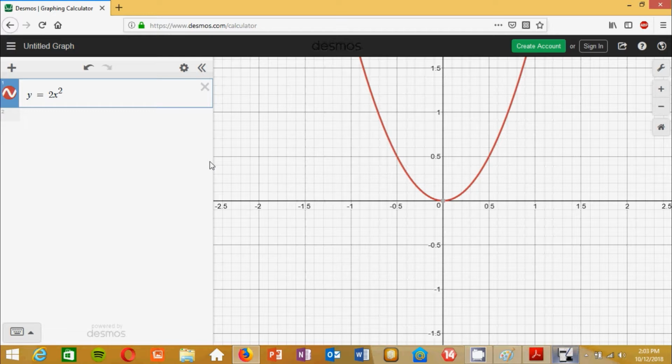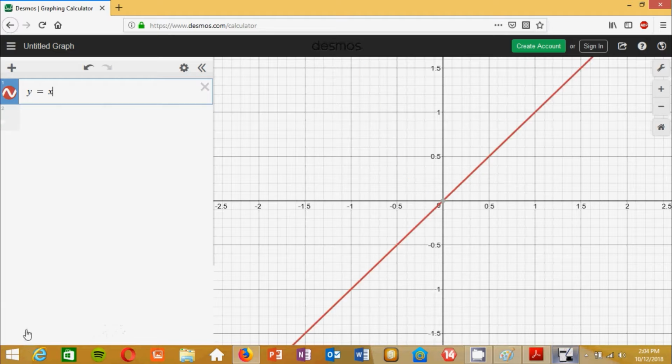So how do we actually find the gradient of a point on a curve? If we want to find the gradient of a point on this curve, what we're simply going to do is draw a tangent at this point, and then the gradient of that tangent is the gradient of the curve at that point. If we want to find the gradient over here, we're simply going to draw a tangent there, and the gradient of that tangent is going to be the gradient at that point.